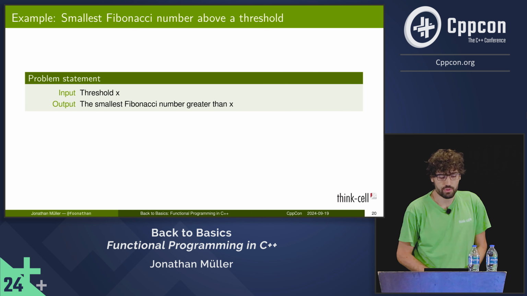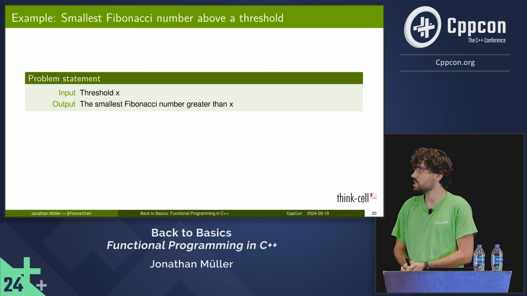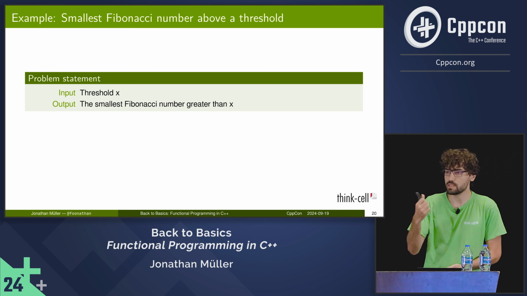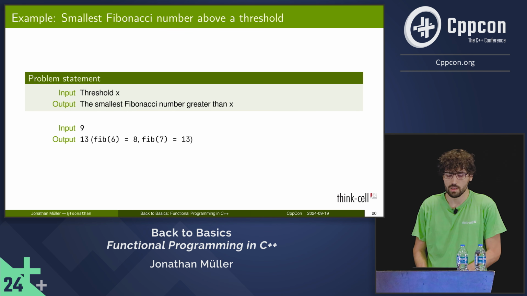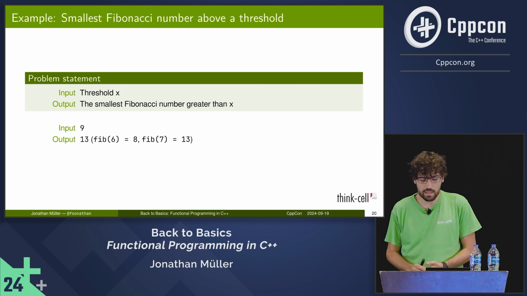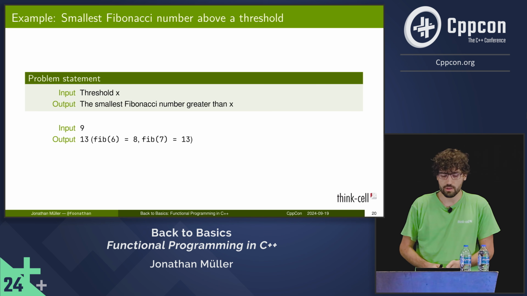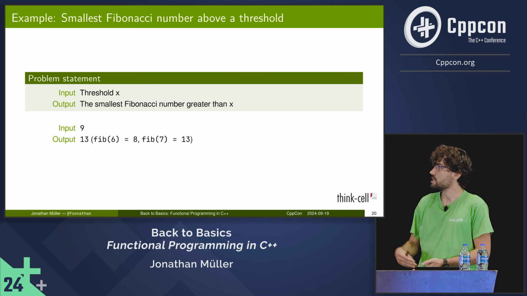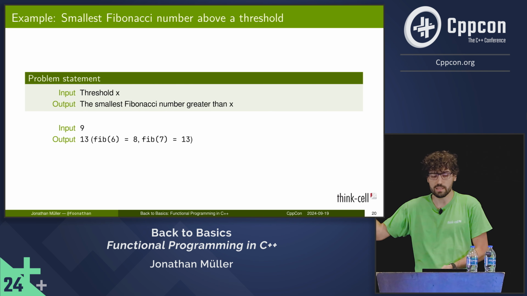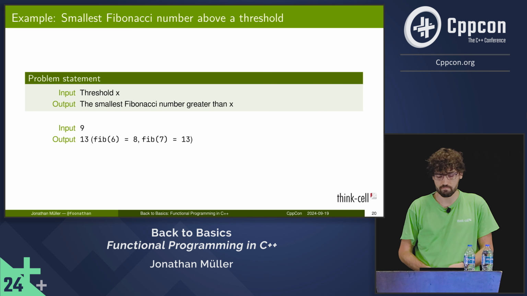So let's look at another problem. We want to compute the smallest Fibonacci number that is above a threshold. So we get some threshold x, and the output should be the smallest Fibonacci number greater than that. For example, if our threshold is 9, then the answer would be 13, because the 6th Fibonacci number is 8, which is not yet bigger than our threshold, but the 7th Fibonacci is 13, which is bigger than our threshold. So that is the smallest Fibonacci number greater than 9.